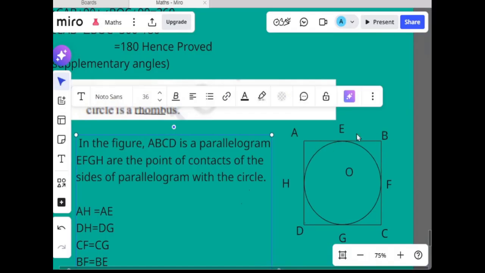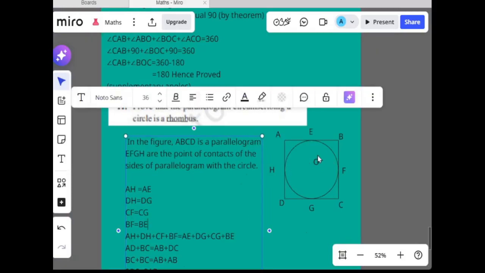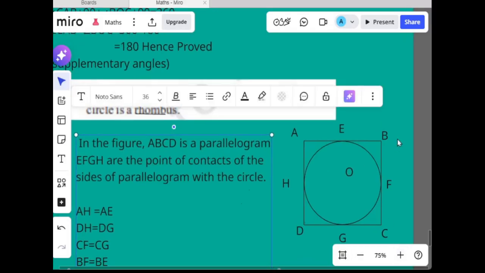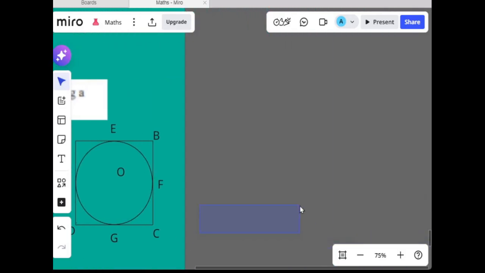BC is equal to AB. Similarly, we can say that AB is equal to AD. Hence, we already know that BC is equal to AB and BC is equal to AD. So AD is equal to AB. AB is equal to DC. So all four sides are equal.